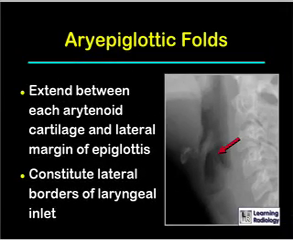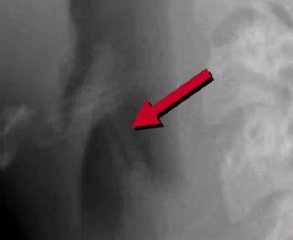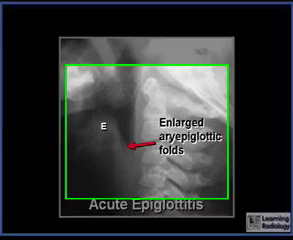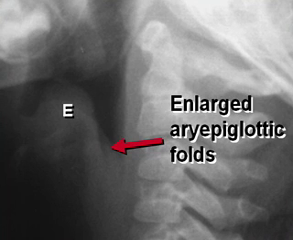The aryepiglottic folds extend between each arytenoid process cartilage and the lateral margin of the epiglottis, and they constitute the lateral borders of the laryngeal inlet. You can see on this radiograph the thin nature of the aryepiglottic folds when they are normal. In acute epiglottitis, the aryepiglottic folds become inflamed and enlarged. The E is on the very enlarged epiglottis.